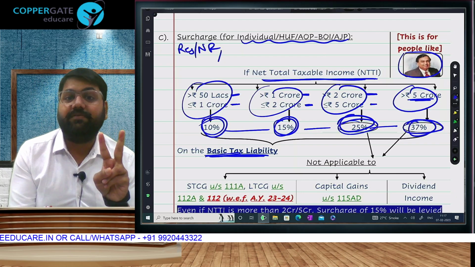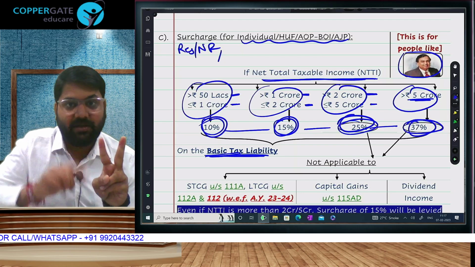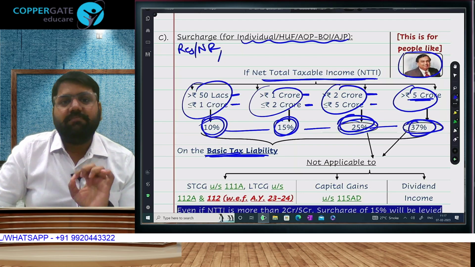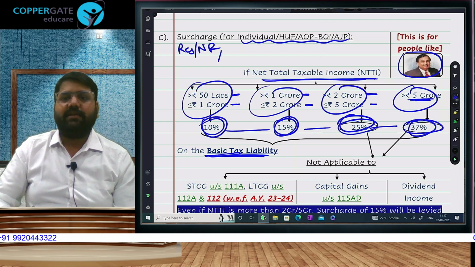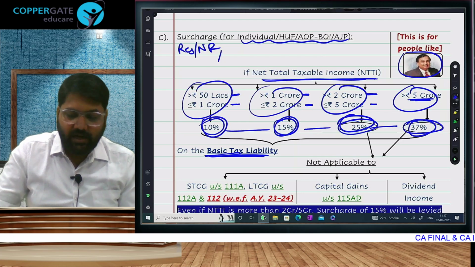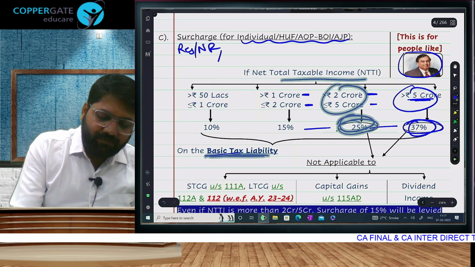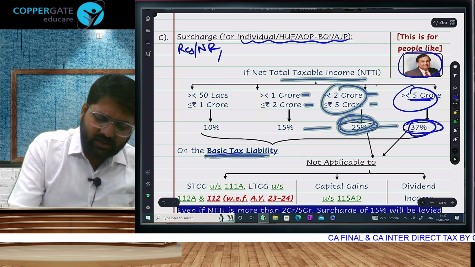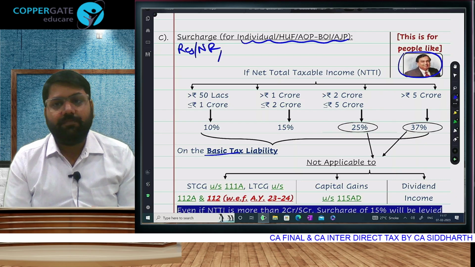These are rates of individual, HUF, AOP, BOI, AJP. For company and firm we will do later, but surcharge is applicable to all assessees based on your income level. 10, 15, 25 or 37% of your basic tax liability will be your surcharge. But now comes the complicated part. This much was very easy. Okay, we have understood when surcharge will come, how much surcharge will come. But now comes the complicated part.